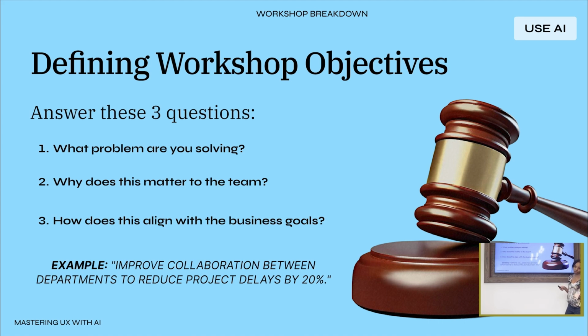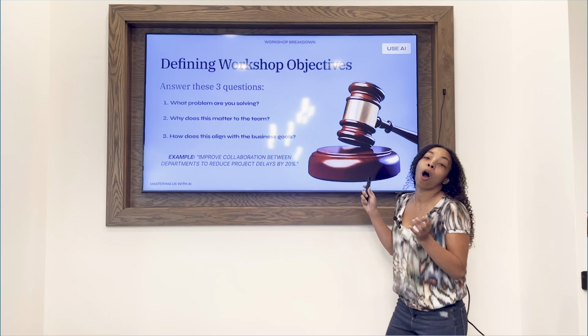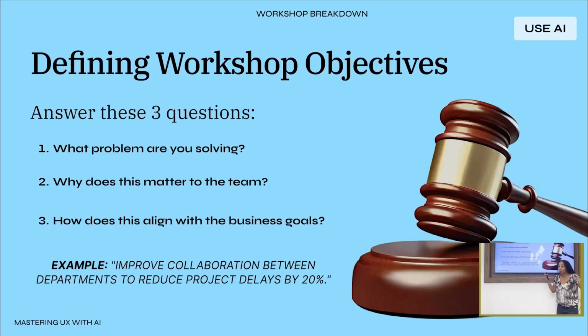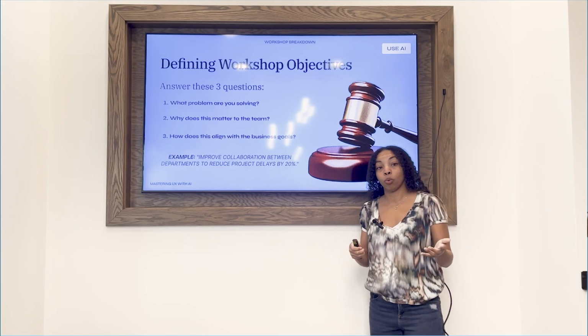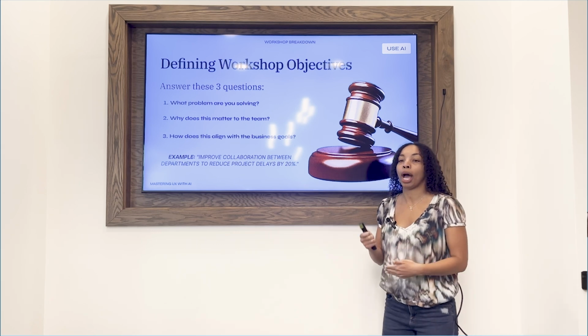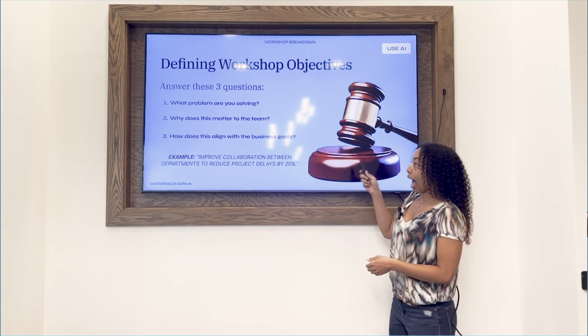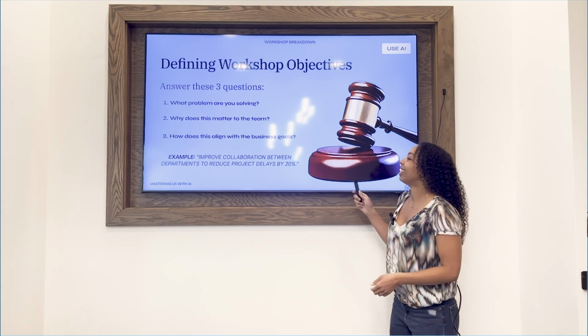There are 3 questions that you definitely want to ask yourself. What problem are you solving, right? By facilitating this workshop, what problem are you going to solve? That has to be very clear and outlined before you get started. As I mentioned, whenever you're trying to decide what workshop you want to facilitate in the first place, you have to know what problem you're going to solve, right? And so that is question number 1.